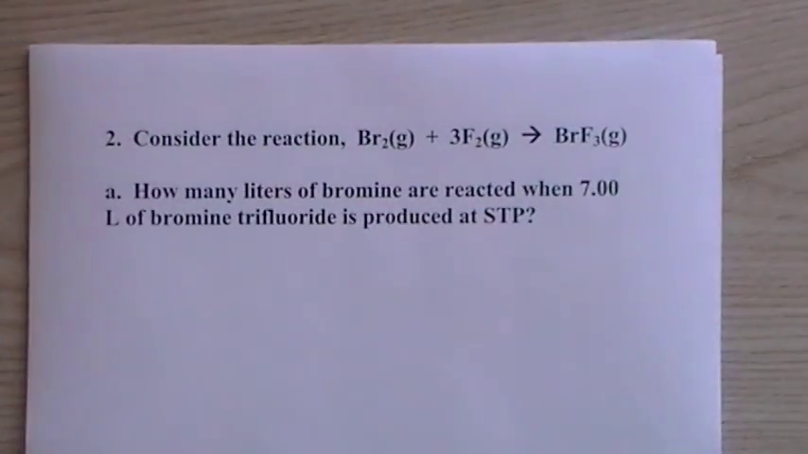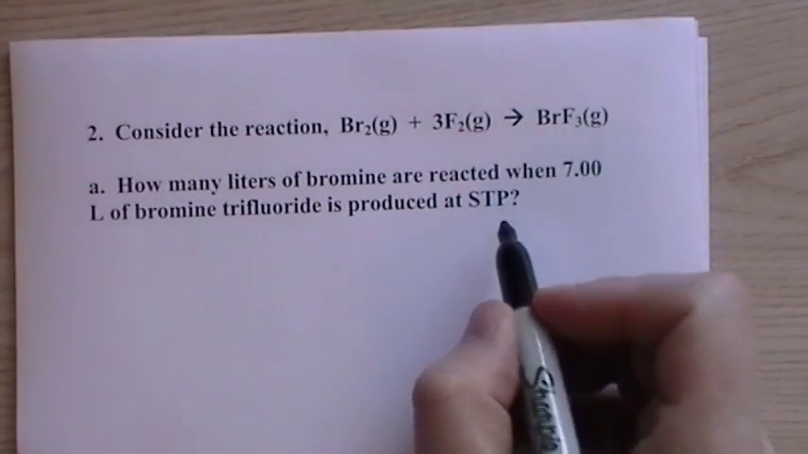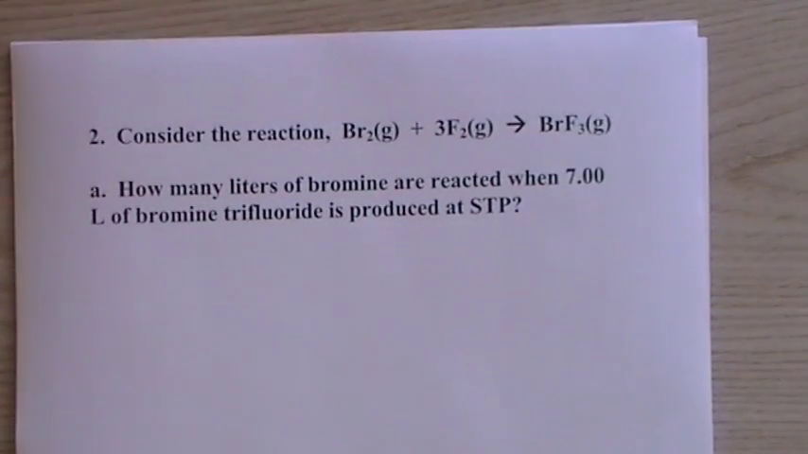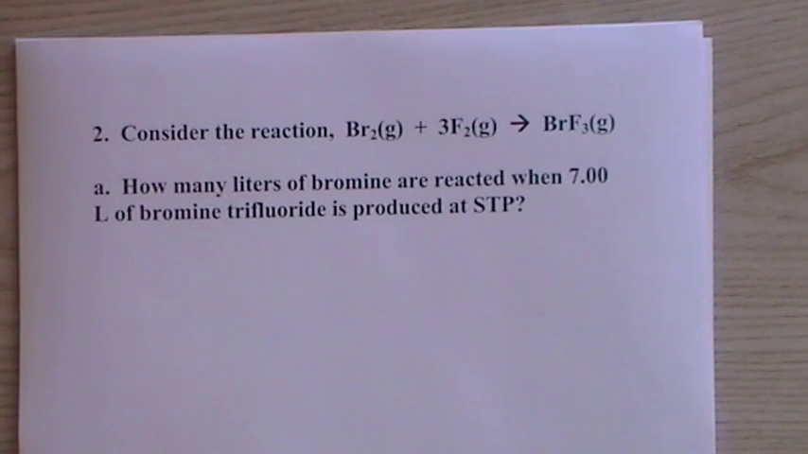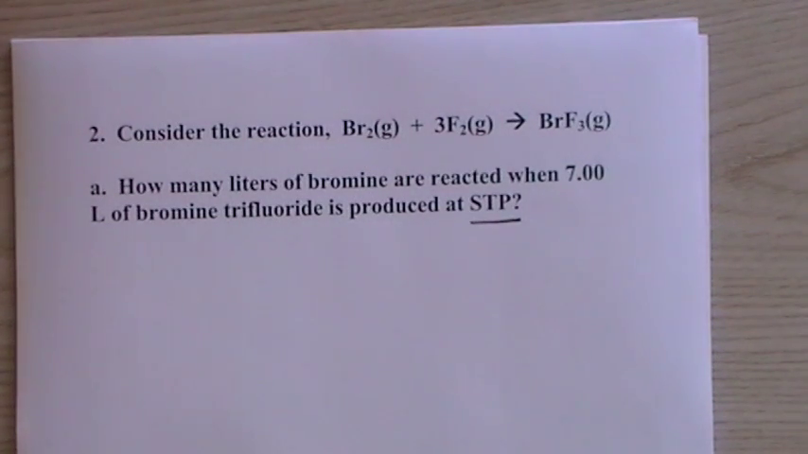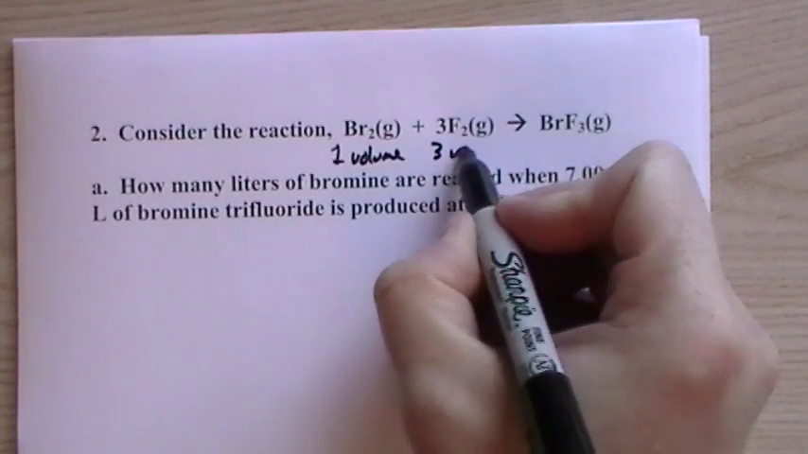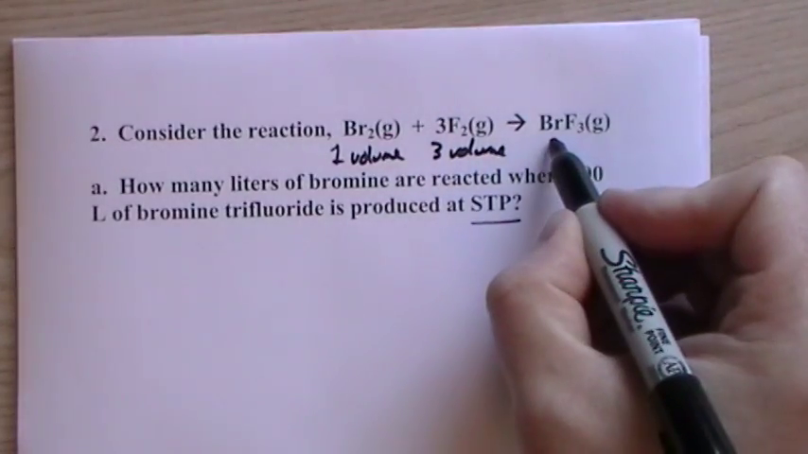We have: how many liters of bromine are reacted when 7 liters of bromine trifluoride is produced at STP? Here's the thing that's important. When we're dealing with gases, since we're at the same temperature and pressure, we can assume that the volumes are the same. It's one volume, or in proportion, I should say, and one volume.